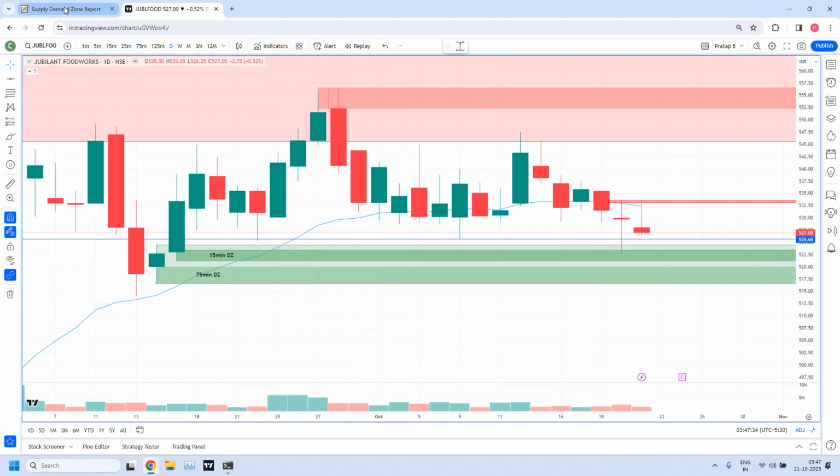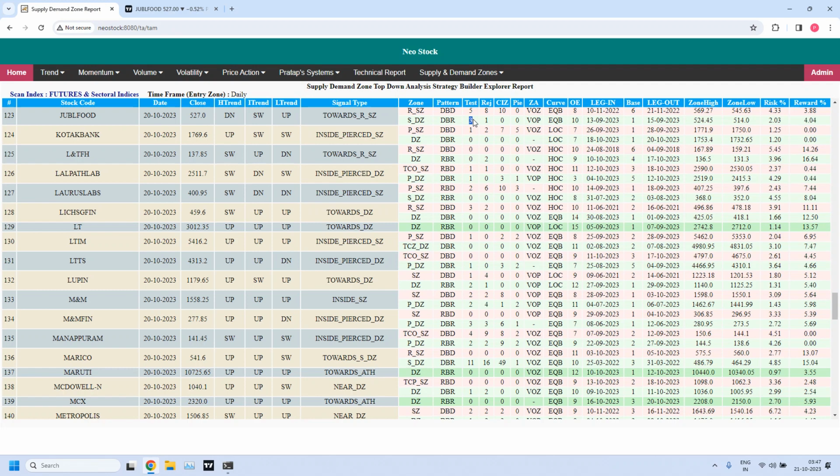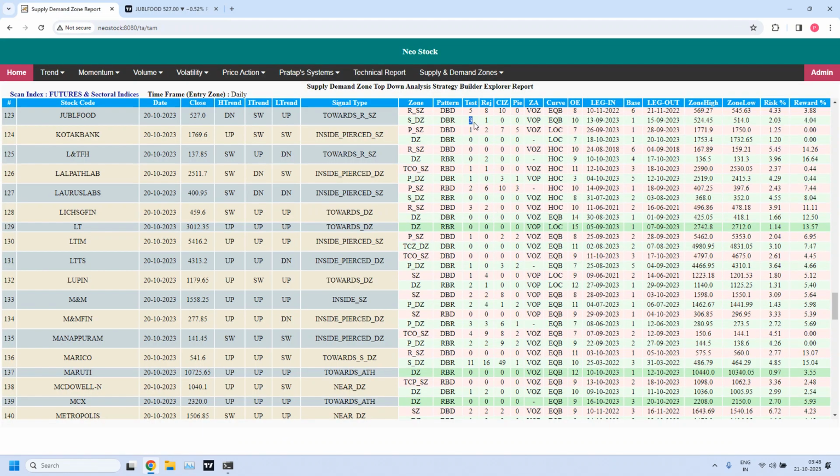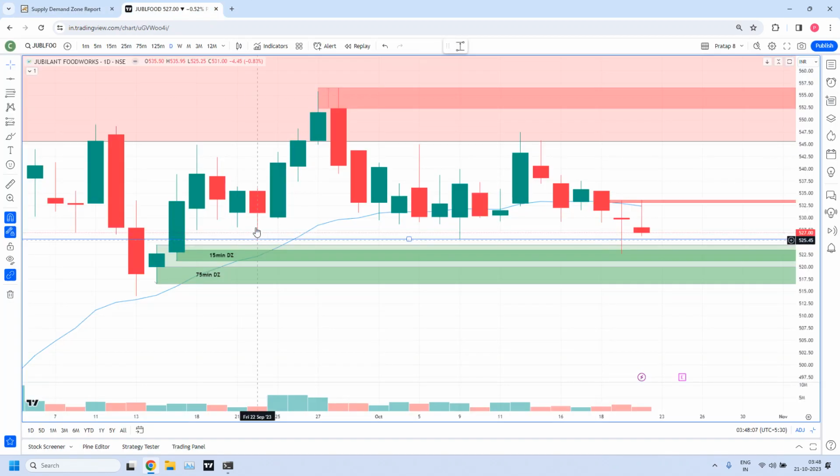If you look into the NeoStock report, before price entered into this entry buffered area, the test count will be shown as 0. That means it is a fresh zone. Now, price reached into this entry buffered area. Immediately, the report changes the test count from 0 to 1. You will see the test count as 1, but actually price did not reach into this zone in this candle.